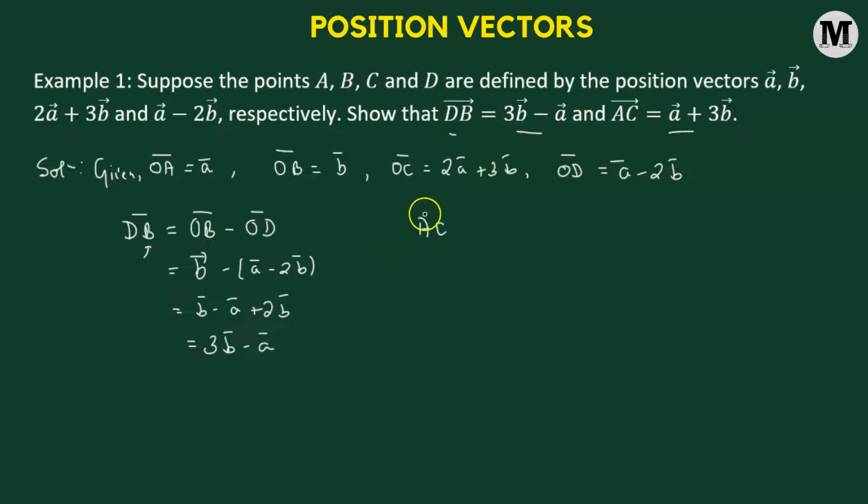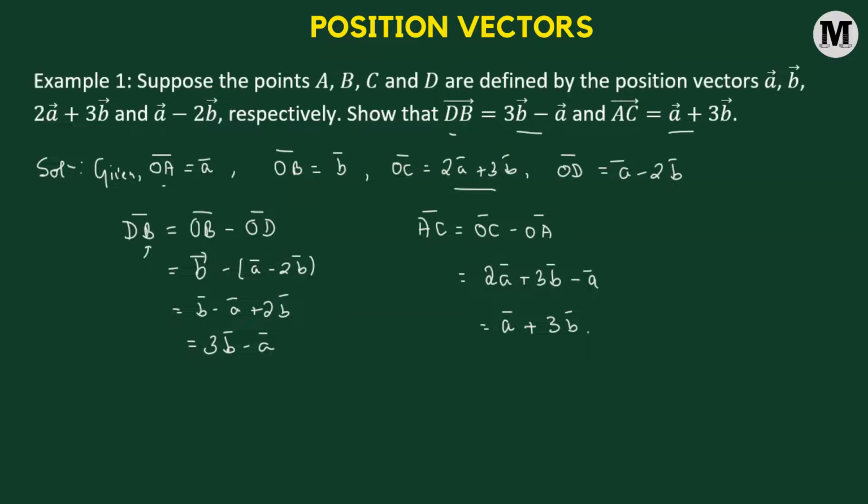Similarly, we can define EC vector. So EC vector is then going to become OC vector minus OA vector. That will be equal to, so we have OC vector given by 2A vector plus 3B vector minus, we need OA vector, so OA vector, that's A vector. So 2A minus A, that's going to be simply A. We have A vector added to 3B vector. So we have successfully shown that AC vector is defined by the vector A vector plus 3B vector by taking the help of the position vectors OA, OB, OC, and OD.